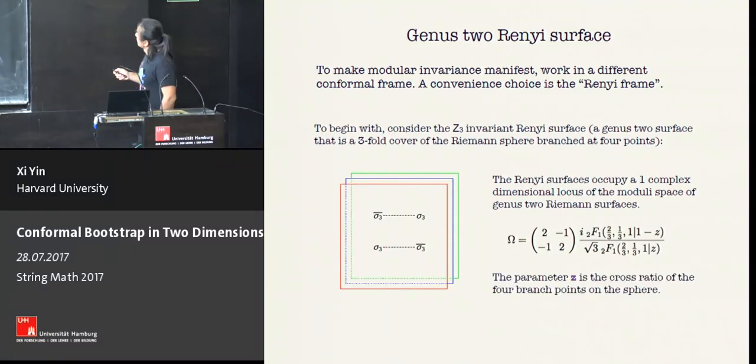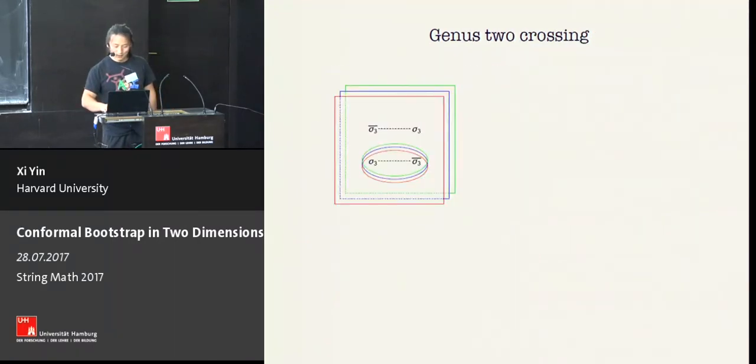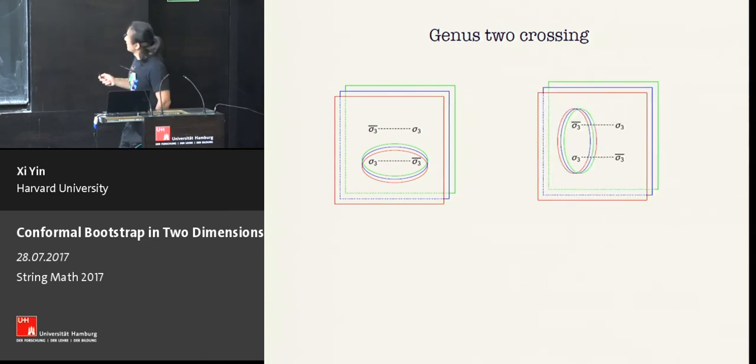The parameter Z here is just the cross ratio of the 4 points. Writing it in this way, the genus 2 partition function takes almost identical form as a sphere 4-point function. The only difference is the conformal block. The conformal block here is still secretly the genus 2 block, not the sphere 4-point Virasoro block, but we can compute it. And the crossing relation is the same.